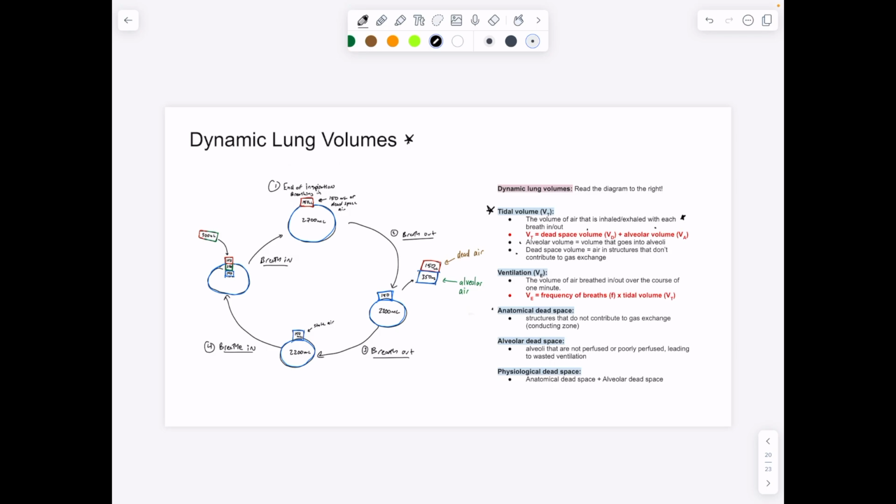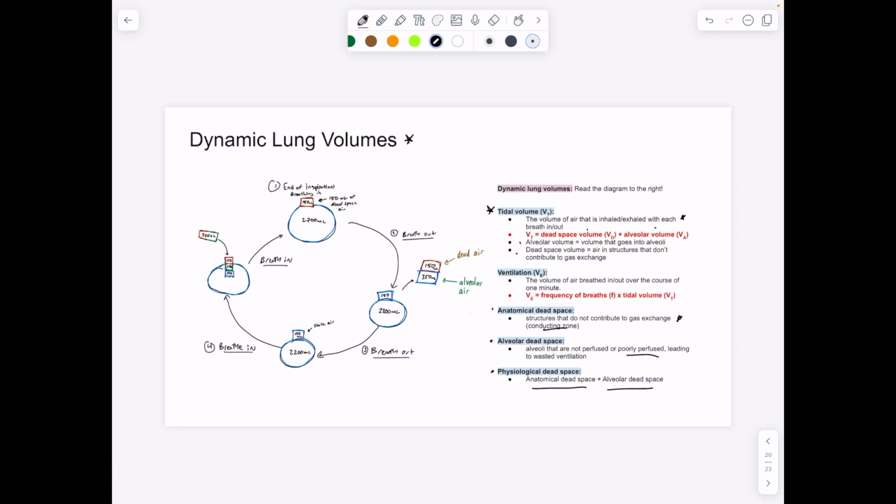That can take a couple of forms. Anatomical dead space is air inside of the structures that are not contributing, conduction zone structures in particular, and then alveolar dead space is alveoli that are not perfused or poorly perfused, leading to wasted ventilation. Physiological dead space is the sum of the anatomical and alveolar dead space. So again, it's just the sum of the air inside of the lungs that's not being used in gas exchange.